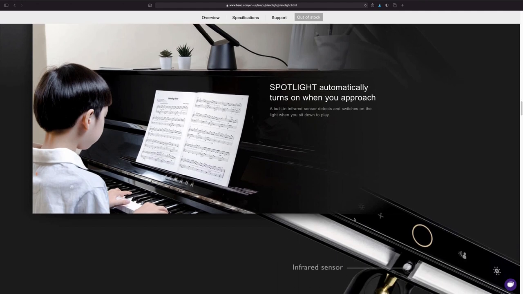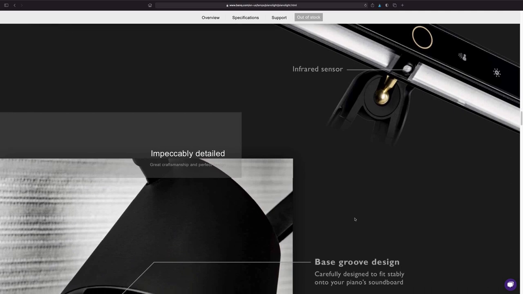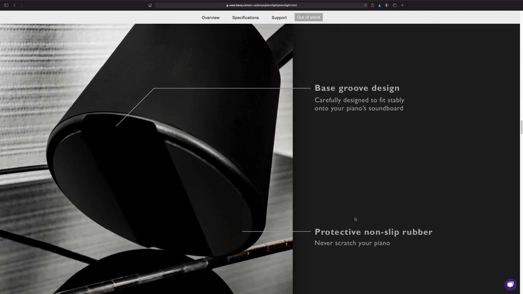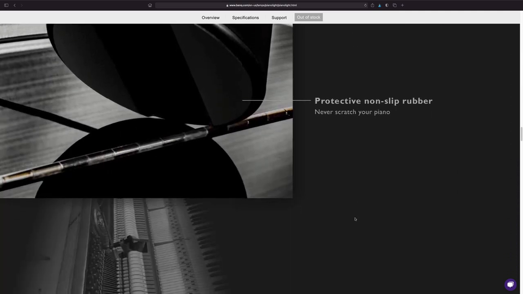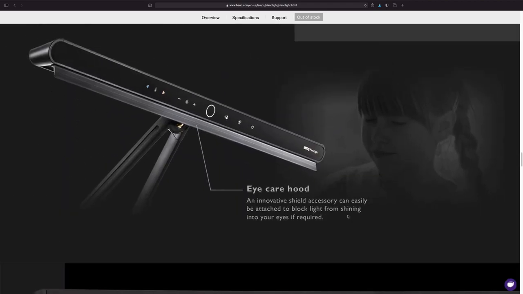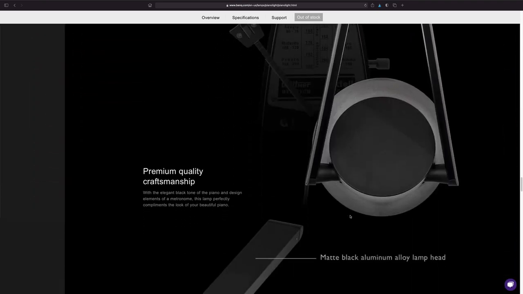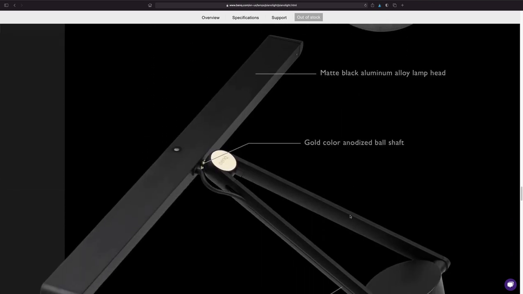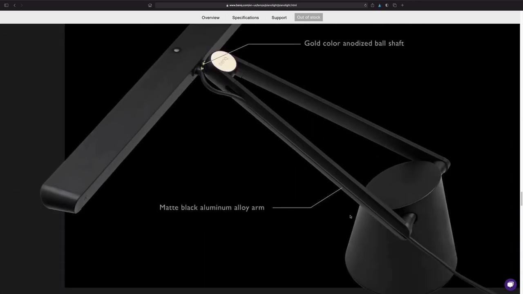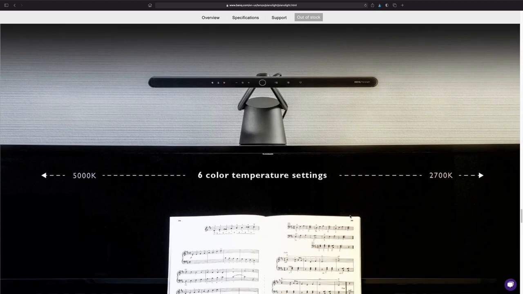So this light retails, at least at the time of this review, for I think $240 US, which is pretty expensive for a piano light. Well, I would say it's on the high end. This light is for an upright piano, so it will very likely not work for a grand piano. I have seen some grand piano lights that are generally bigger and more sophisticated. They cost a lot more money. But for an upright light, this is a little on the high end.